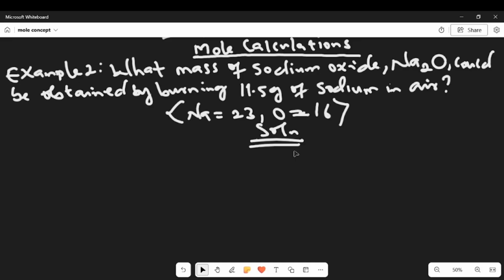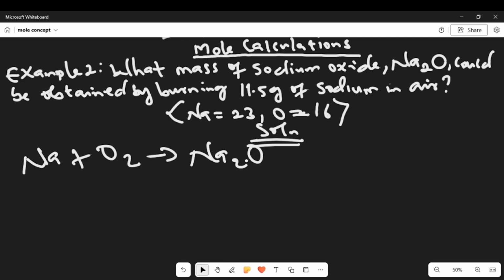So example 2 says, what mass of sodium oxide, Na2O, that is the chemical formula of sodium oxide, could be obtained by burning 11.5 grams of sodium in air. So burning of sodium in air will produce Na2O. The first thing to do is to react. You have sodium plus oxygen to give you Na2O. They said what mass of sodium oxide, which is this Na2O, could be obtained by burning 11.5 grams of sodium. So we are working with sodium and Na2O.